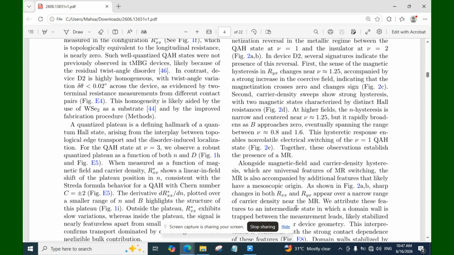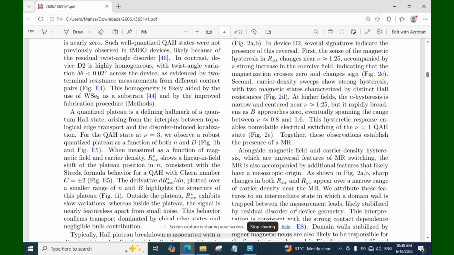A quantized plateau is a defining hallmark of a quantum Hall state, arising from the interplay between topological edge transport and disorder-induced localization. For the quantized anomalous Hall state at nu equal to 0, we observe a robust quantized plateau as a function of both n and d.